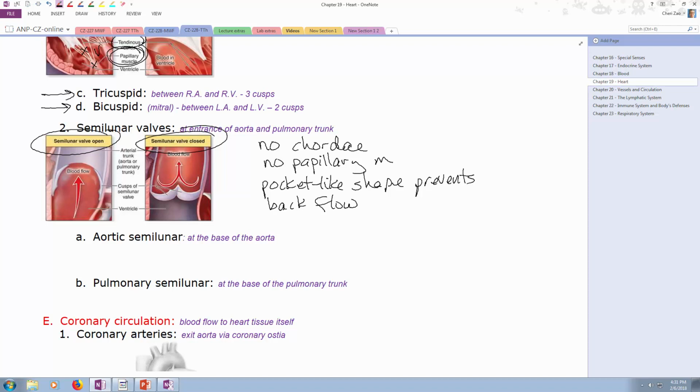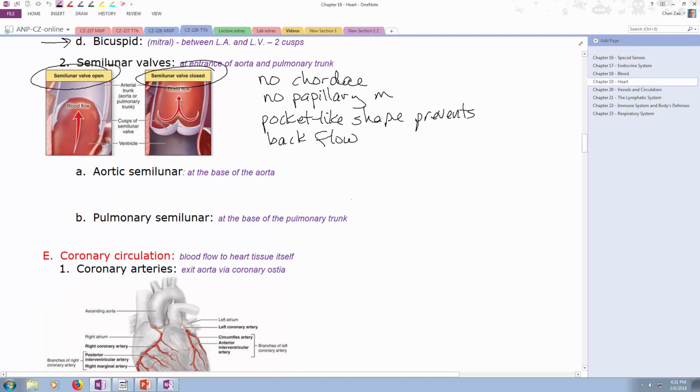So the aortic semilunar valves indeed are at the base of the aorta, and they contain coronary ostia. How many coronary ostia do we have? We have 2 coronary ostia. We have the right leading to the right coronary artery, and we have the left leading to the left coronary artery. How many cusps do we have? We have 3. So one of them is actually empty, has nothing in there.